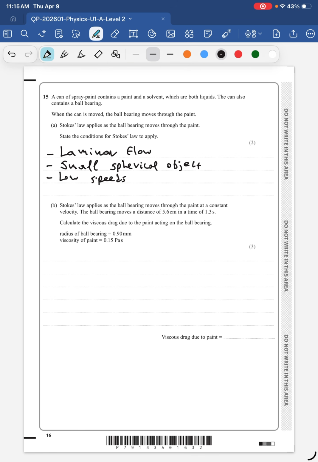Part B. Stokes' law applies as the ball bearing moves through the paint at a constant velocity. The ball bearing moves a distance of 5.6 centimeters in a time of 1.3 seconds. Okay, that's important. Calculate the viscous drag due to the paint acting on the ball bearing, and they give you the radius and the viscosity of paint. So first of all, let's calculate the velocity. Velocity is distance over time. So 5.6 times 10 to the negative 2 over 1.3.